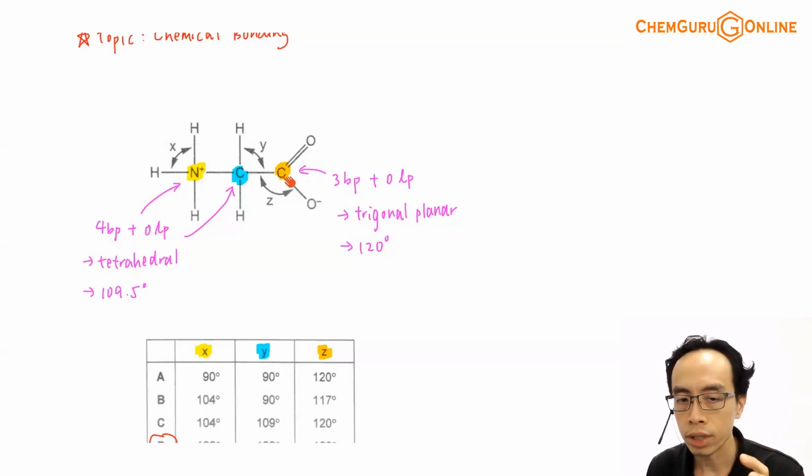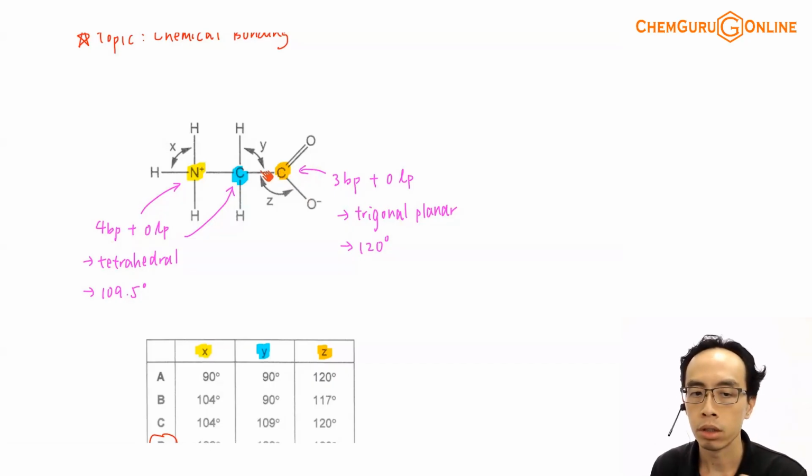Then the orange carbon, which has 3 bond pairs, no lone pair. Remember, a double bond is also counted as 1 bond pair. For valence shell electron pair repulsion theory, single bond, double bond, triple bond, they're all counted as 1 bond pair of electrons.